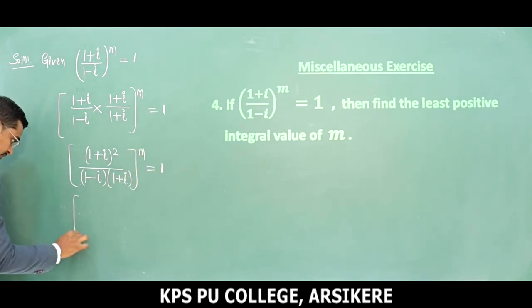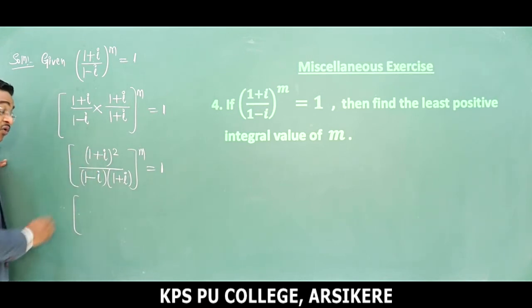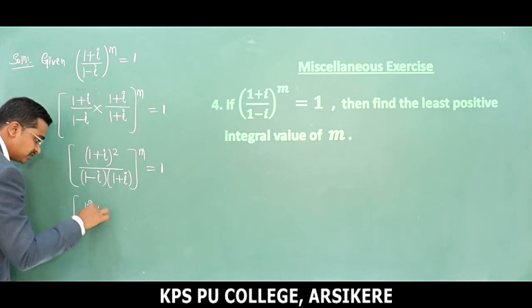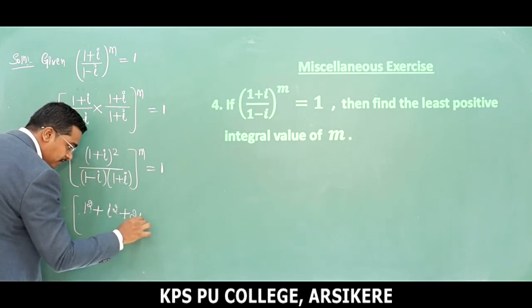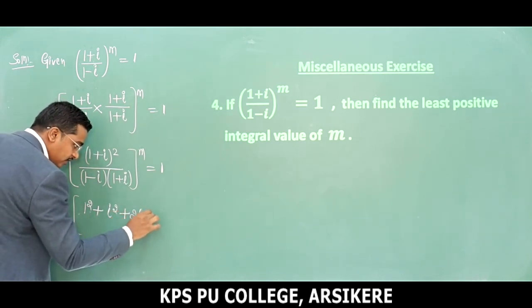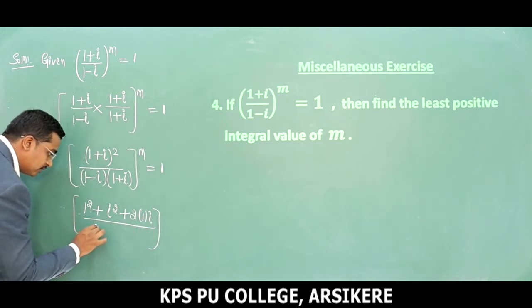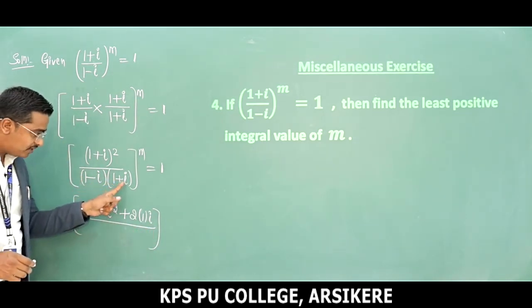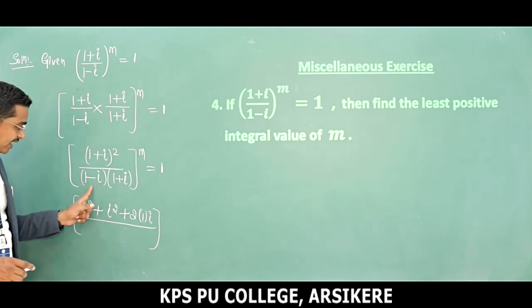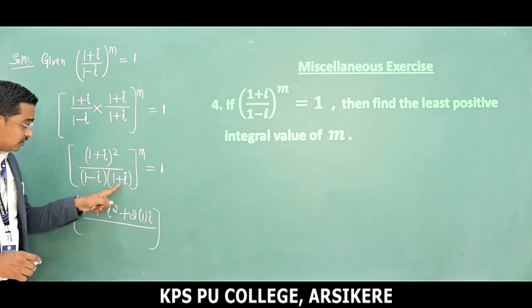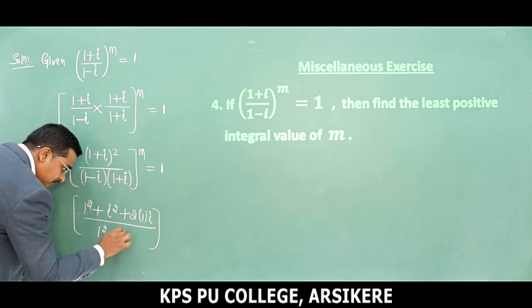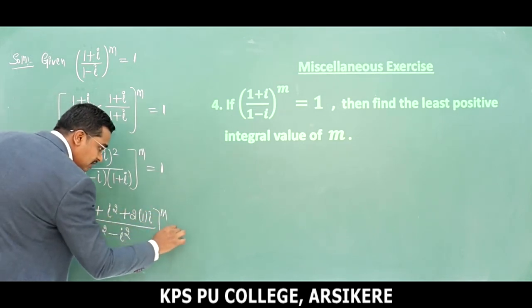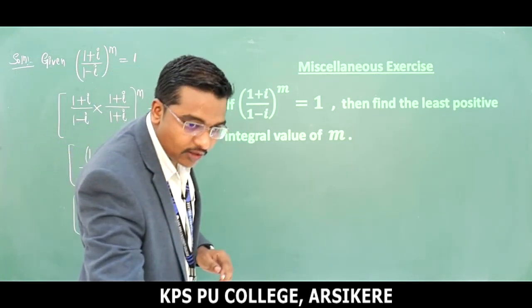Next step: here we have (1 plus i) whole square, that is nothing but (a plus b) whole square. This can be written by expansion as a square plus b square plus 2ab, that is 2 into 1 into i. Divided by, treat this as (a plus b) and (a minus b). The compact form is a square minus b square, that is 1 square minus i square, whole power m is equal to 1.